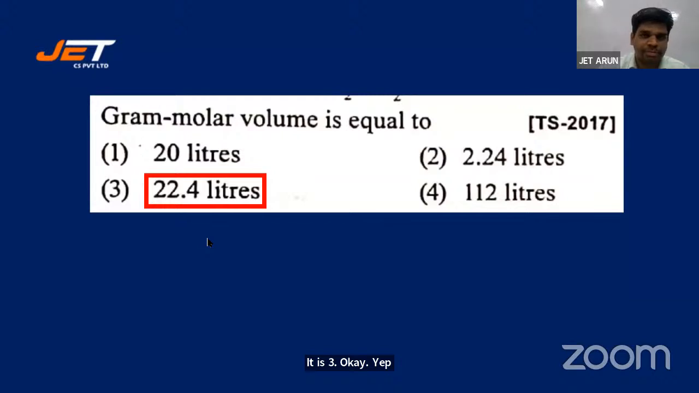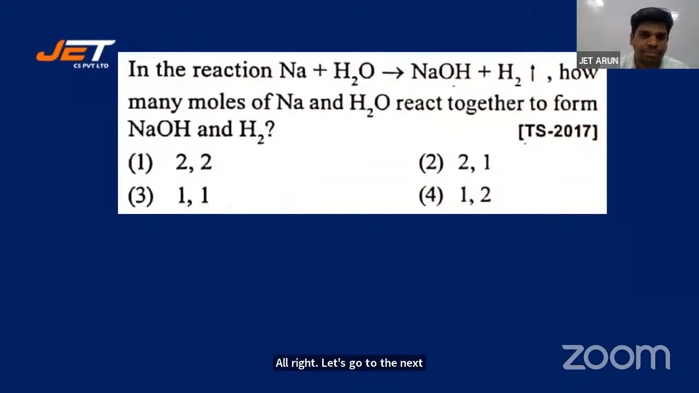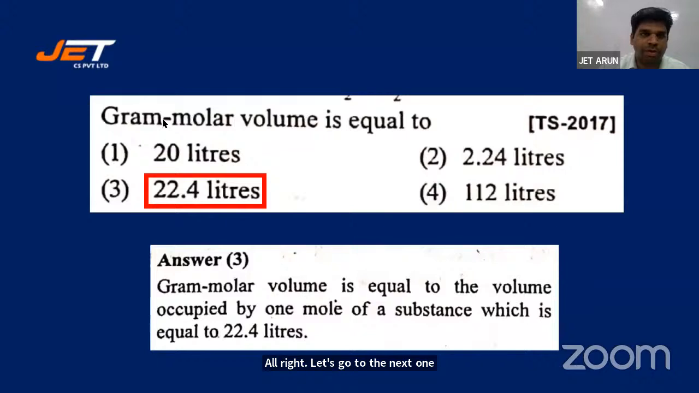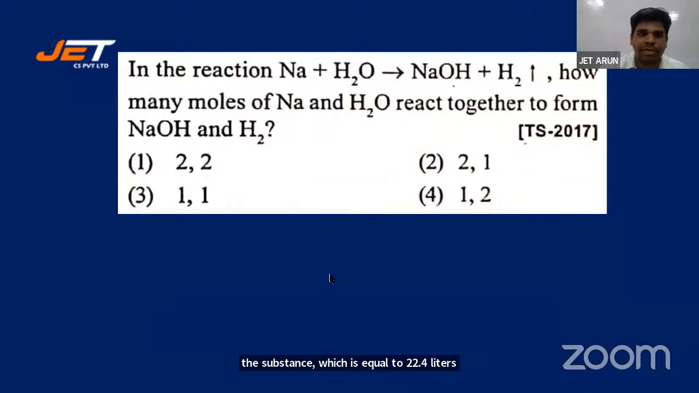All right. Let's go for the next one. Here is the statement. Gram molar volume is equal to the volume occupied by 1 mole of a substance, which is equal to 22.4 liters. Okay, look at the next one.